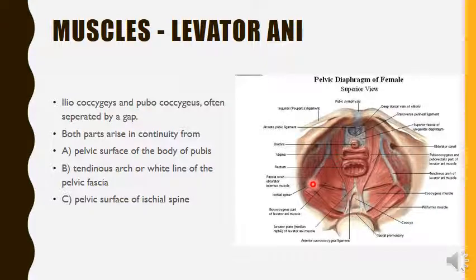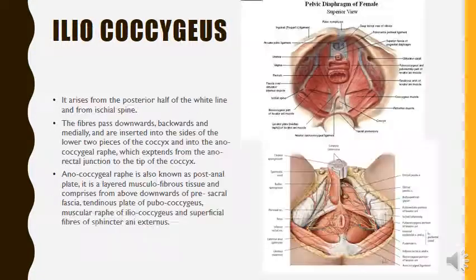And the pelvic surface of the ischial spine, this is the ischial spine here. So this is pubococcygeus and this is iliococcygeus. They are arising from the body of the pubis, from the tendinous arch or white line of the pelvic fascia, and some fibers are arising from the ischial spine also. Okay, so that is the origin of the iliococcygeus and pubococcygeus. We'll see each one in detail now.